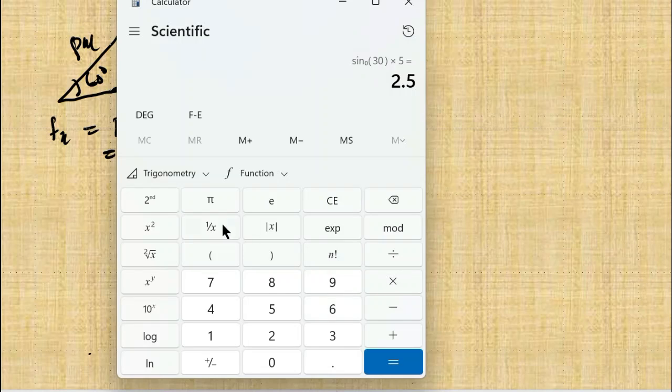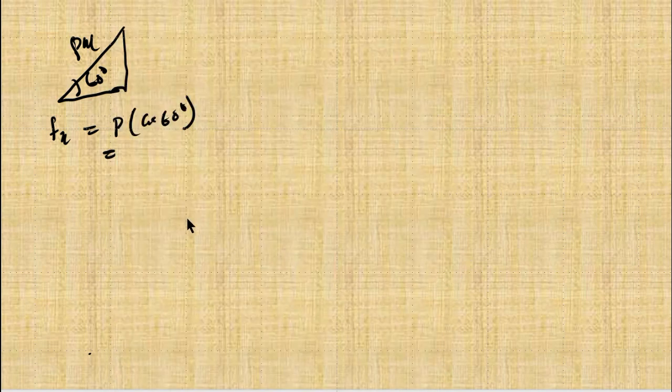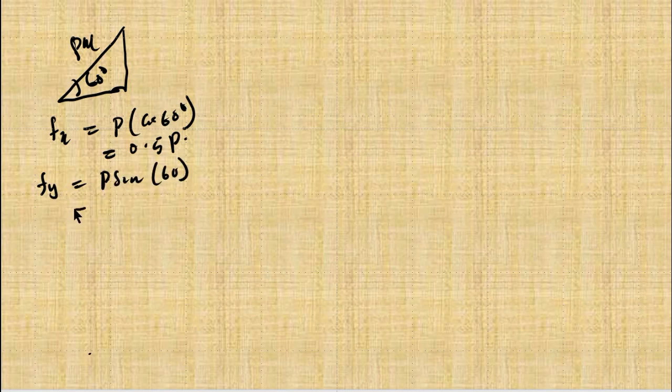What's cos 60? Let's check my calculator once again. The cos of 60 degrees, that's 0.5. That's 0.5 P, and Fy also will be the same thing as P sine 60 degrees. Obviously, sine 60 degrees will be the same as 0.866 into P. Now, that's for Fx and Fy. Here is for force F2. Now, we'll do the same thing for force F3.